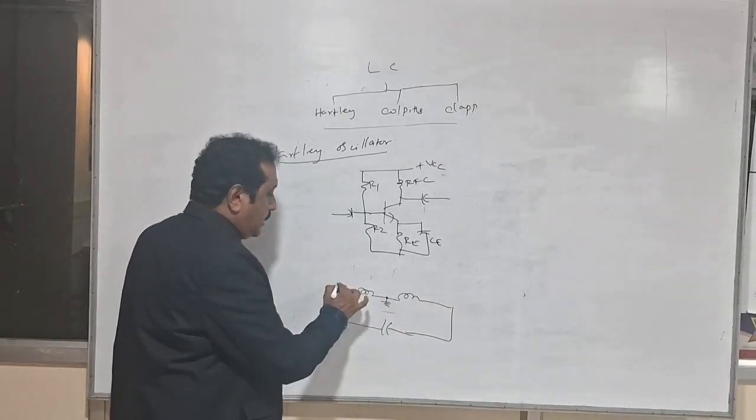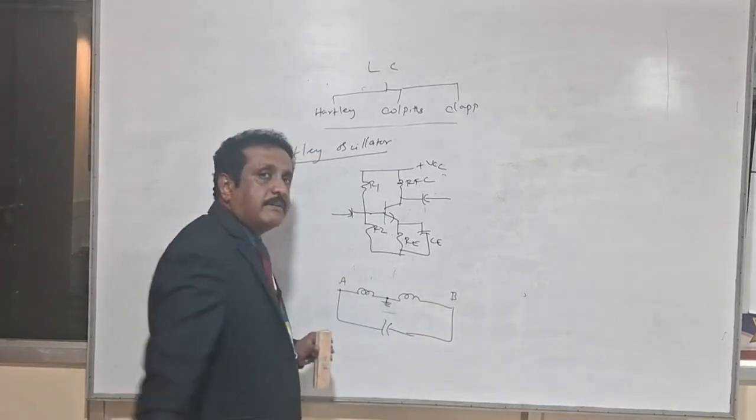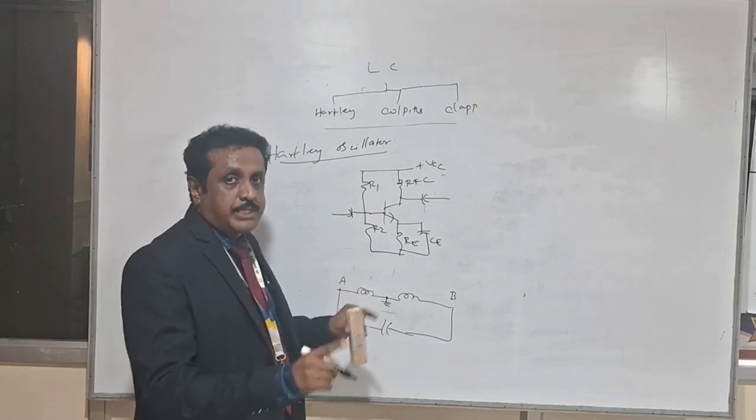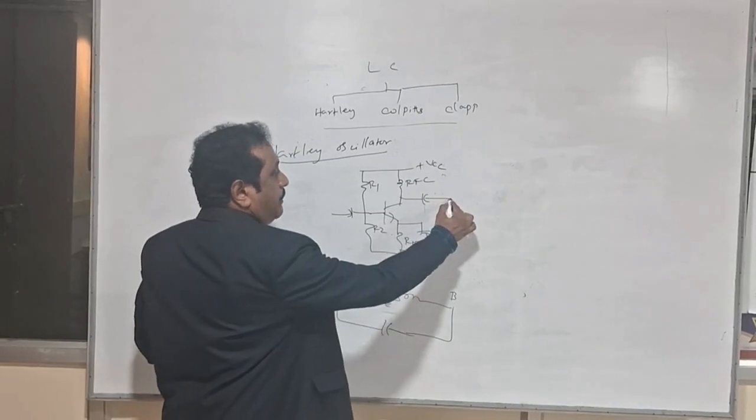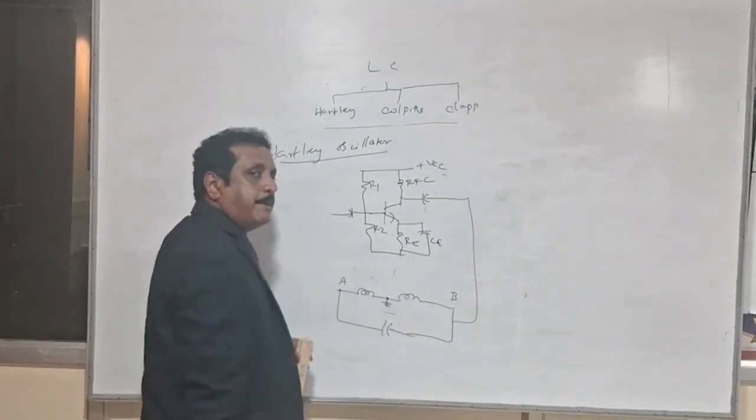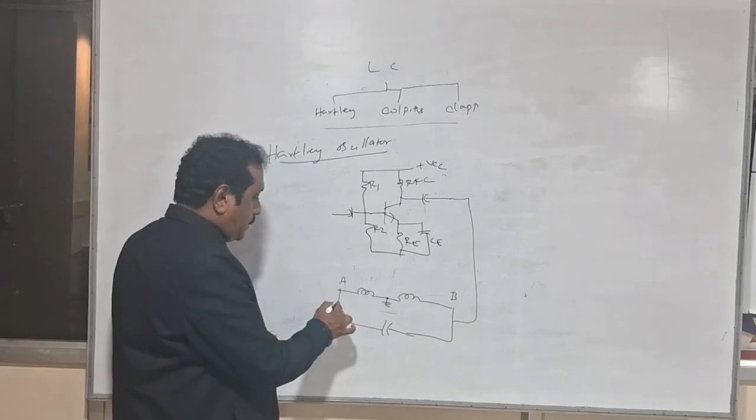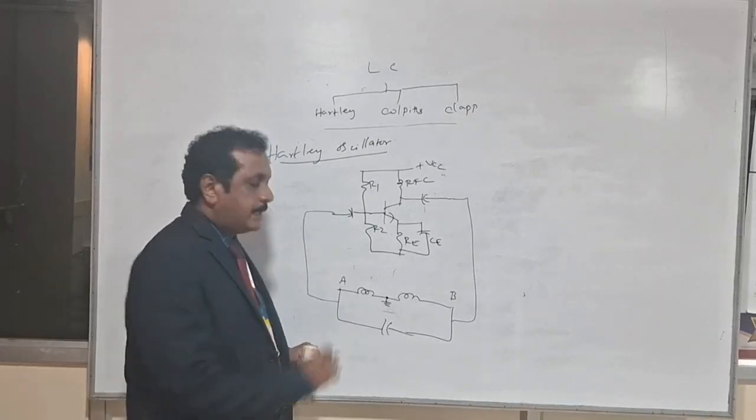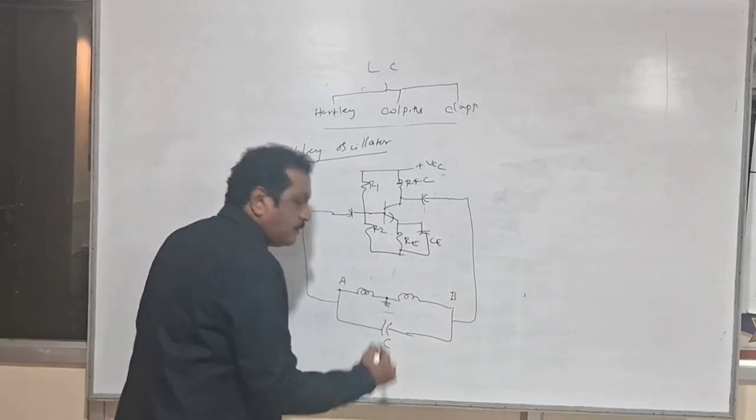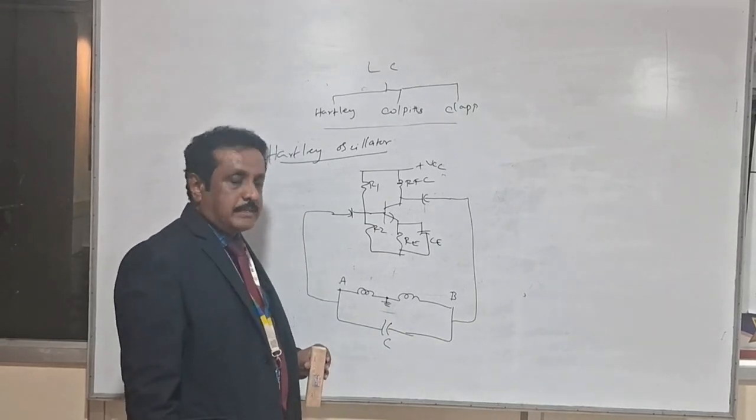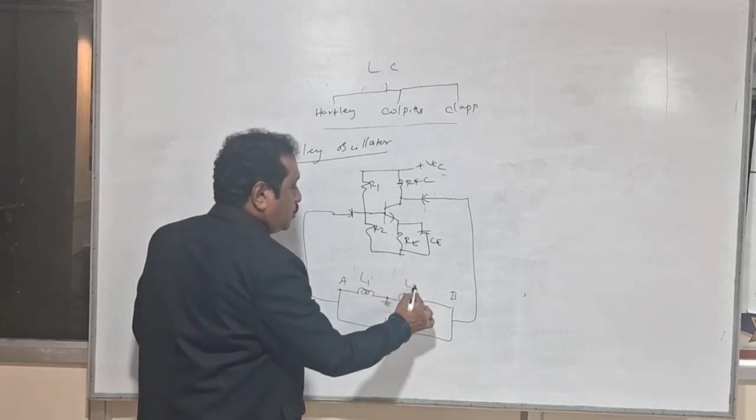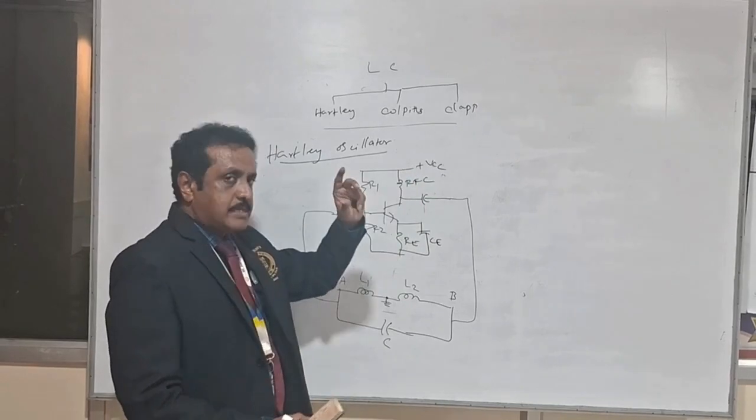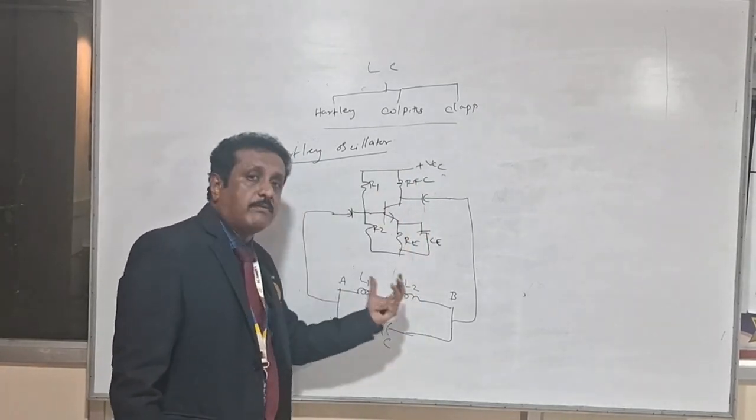That means both ends of the inductor will maintain opposite phase. Both will have a 180-degree phase shift. So the output of the common emitter will be given to the feedback network, and then the output of the feedback network will be given back to the input of the common emitter amplifier. That is the entire construction of the Hartley oscillator. Here we have L1 and L2, and only one capacitor, C.